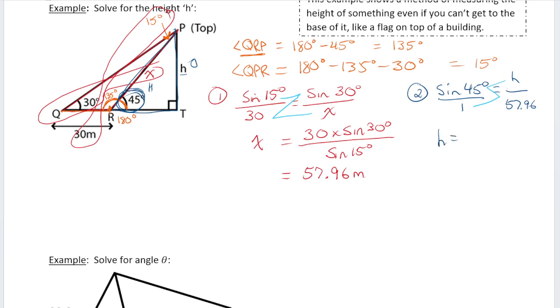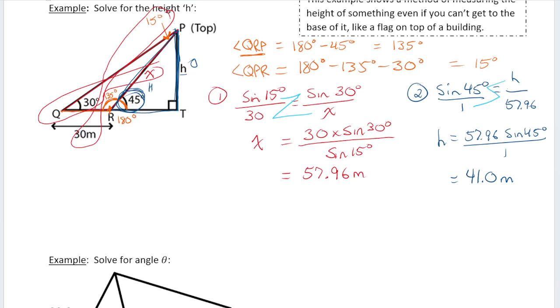And we get h is equal to 57.96 times the sine of 45 degrees divided by 1. Divided by 1 doesn't do anything, of course. So 57.96 times sine of 45, and we get 40.98 or 41.0 meters. And that's how tall the top of this object is off the ground, even if we can't get to the base to measure.